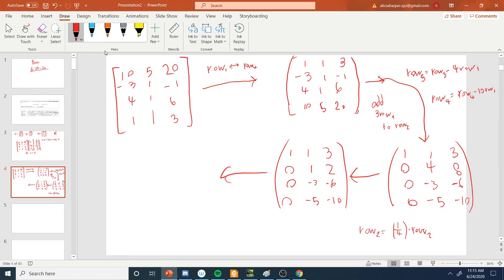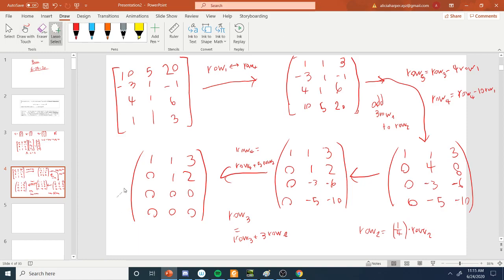After doing this, I can use my second row to cancel out my remaining rows. Row 3 will be equal to row 3 plus 3 times row 2, and row 4 will be equal to row 4 plus 5 times row 2. And finally, I get the matrix with rows (1, 1, 3), (0, 1, 2), (0, 0, 0), (0, 0, 0).